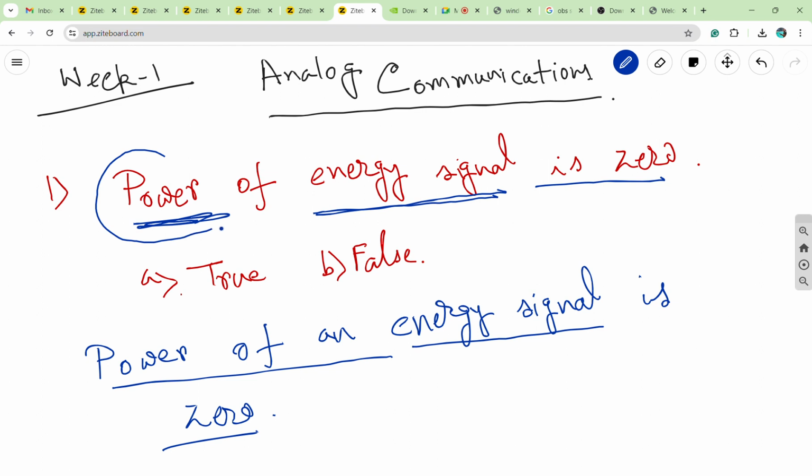Power, we see that this is a period, and it only contains the energy of a periodic signal for a particular period. That is the main thing. So the power of this particular energy signal is always 0.